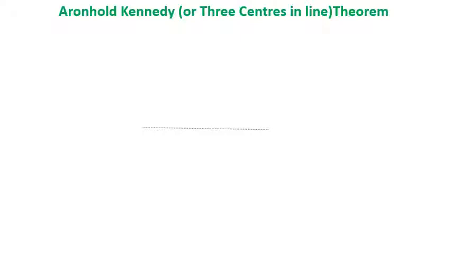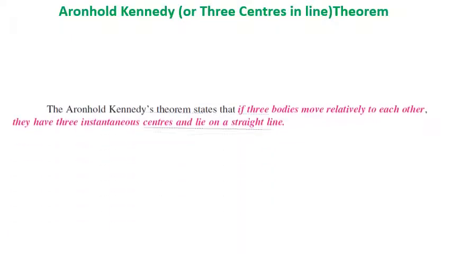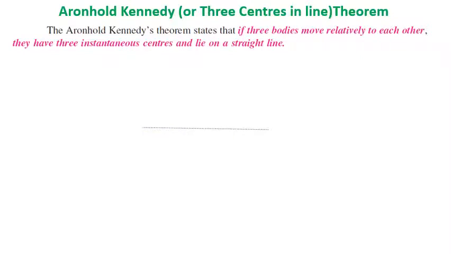So next one is Arnold Kennedy's theorem, or sometimes it is called the three centers in a line theorem. This is a very important theorem, and we have already discussed that fixed and permanent instantaneous centers are located by just observation, whereas neither fixed nor permanent instantaneous centers are located by using Kennedy's theorem. The statement of this theorem is, if three bodies move relative to each other, they have three instantaneous centers, and all the instantaneous centers lie on a straight line.